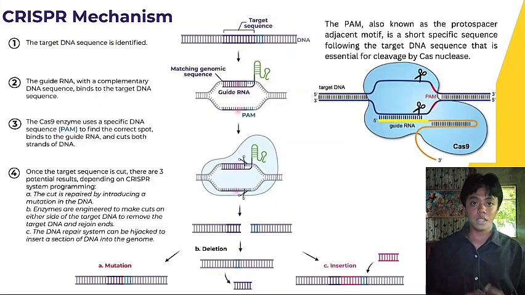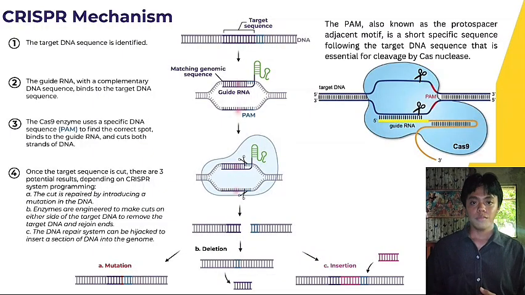CRISPR-Cas9 is like a precise pair of molecular scissors that can edit DNA. Here's how it works. Number 1. Finding the target. Imagine DNA as a long instruction manual. The first step is to identify the specific sentence or gene you want to change. Scientists design a guide RNA, or gRNA, that matches this sentence.